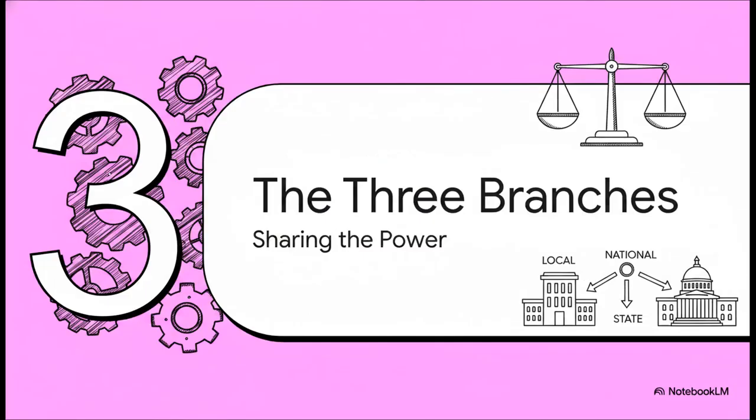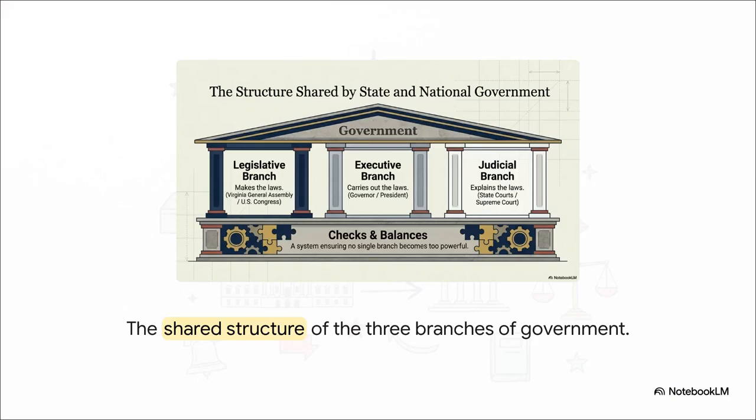All right, Section 3, the 3 branches and how they share the power. Whether you're looking at the state or the national level, the government leans on 3 main pillars. First is the legislative branch, which actually makes the laws. Next is the executive branch, carrying those laws out. And the third pillar is the judicial branch, the courts, explaining the laws. And the absolute best part, it's all held up by that vocabulary word we talked about, checks and balances. These gears interlock perfectly, so no single branch takes over.